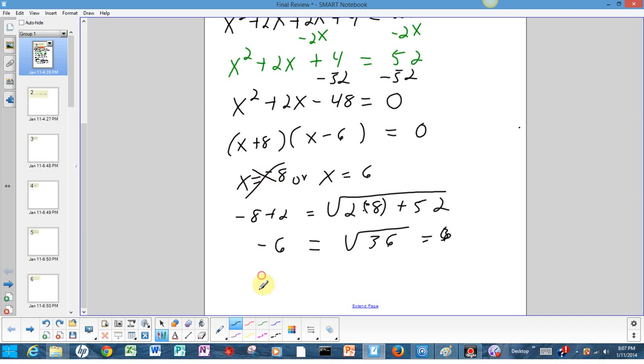So if I go 6 plus 2, does that equal the square root of 2 times 6 plus 52? That would be 12, plus 52 is 64. So I get 8 is equal to the square root of 64, which is also equal, the principal root is equal to 8. So it works.